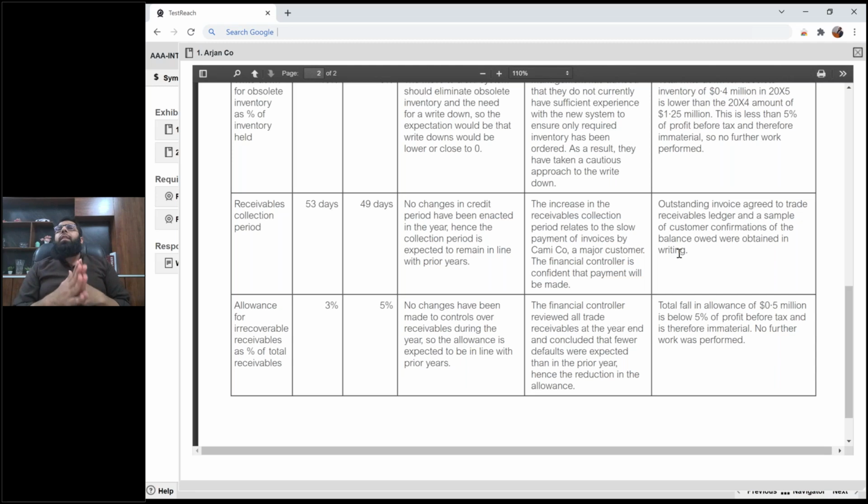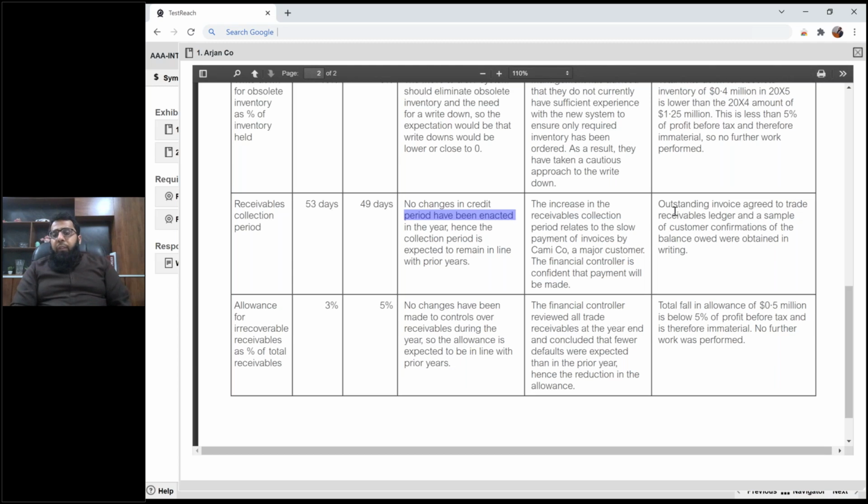I want you all to concentrate. Please focus. The receivable days have increased from 49 days to 53 days. The management says that there is no change in the credit policy, so the receivable days are in line. The auditor says that receivable days have increased a bit because of Chemie company delaying payments. The financial controller is confident that the payments will be made.